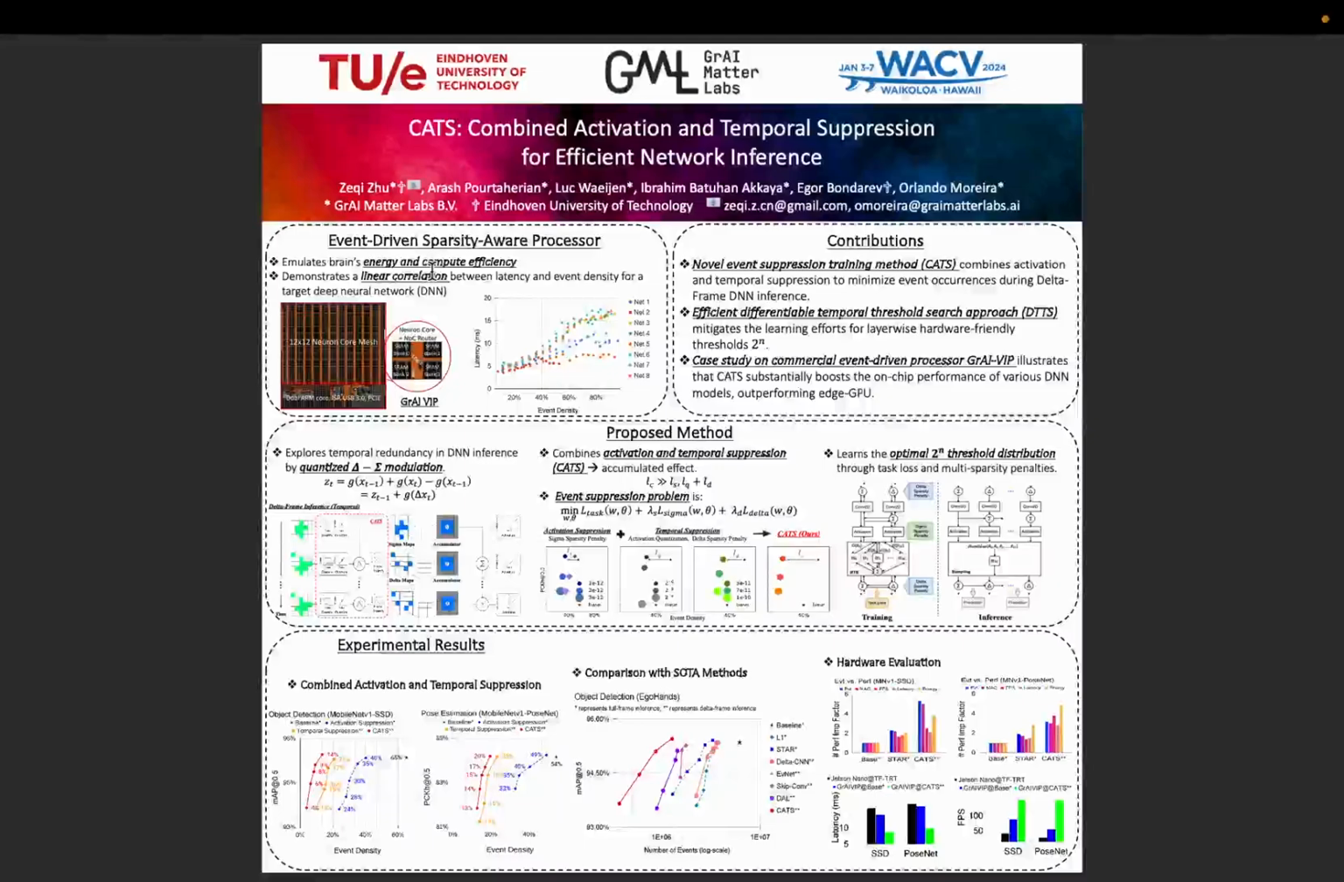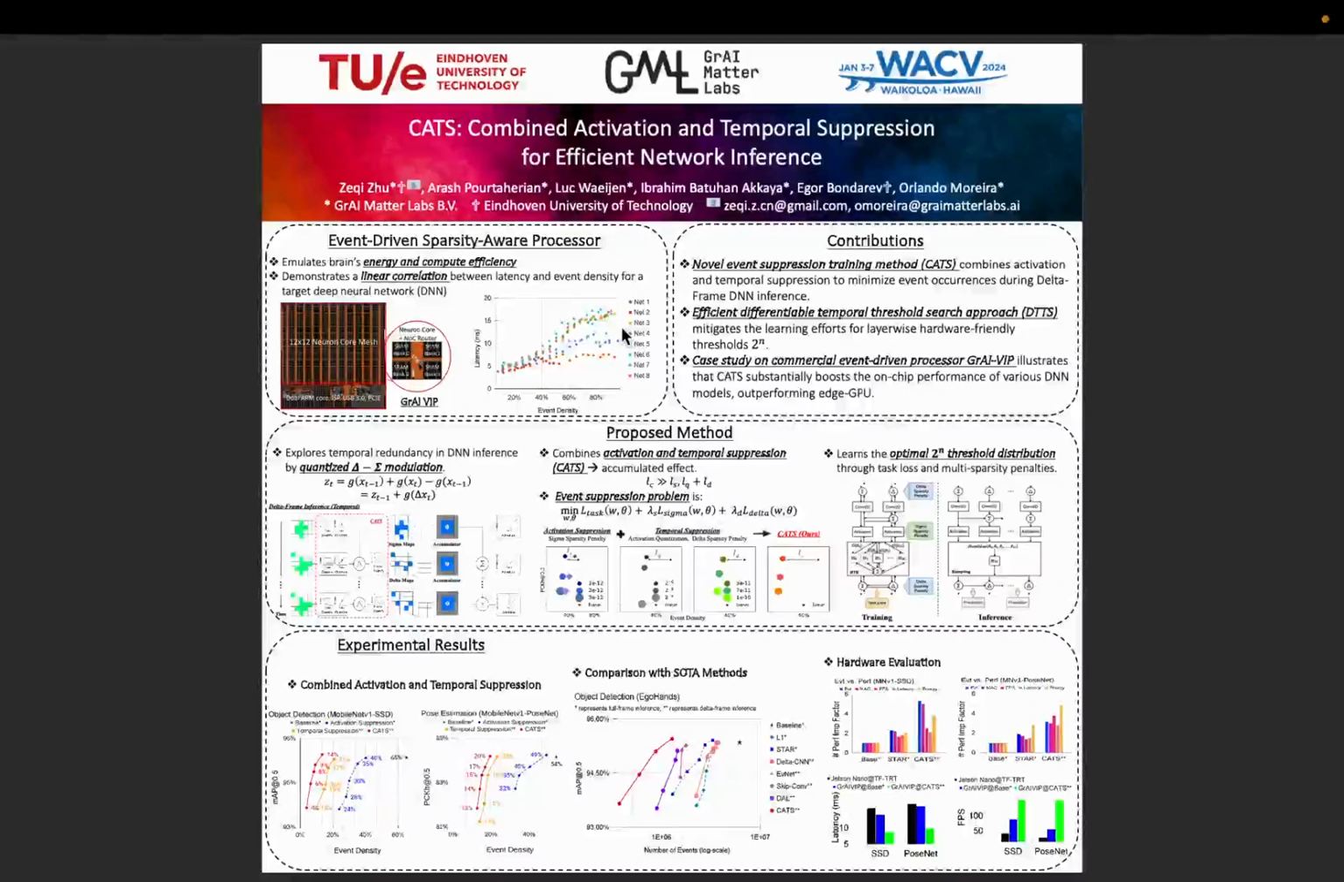As shown in the figure, for example, of a commercial event-driven processor, GrAI-VIP, it demonstrates a roughly linear correlation between event density and latency for each tested deep neural network. Here, an event represents a non-zero value in the activation maps or in the temporal delta maps. We will explain this in the following context.